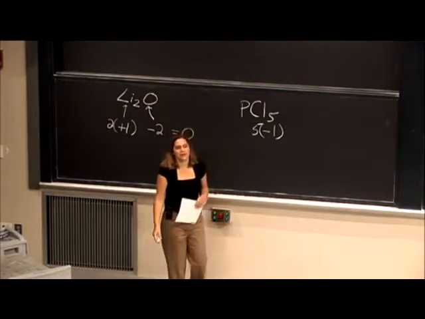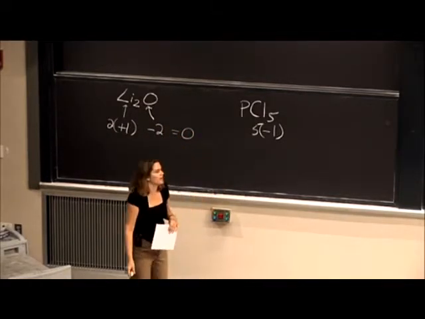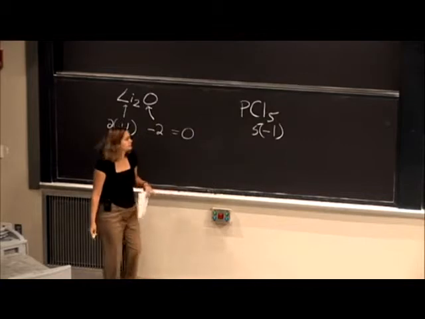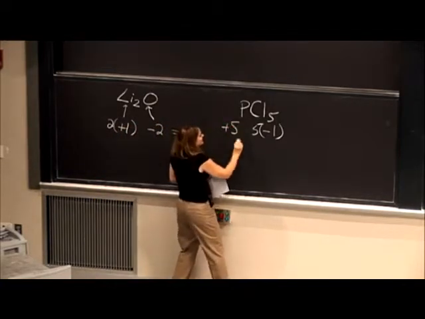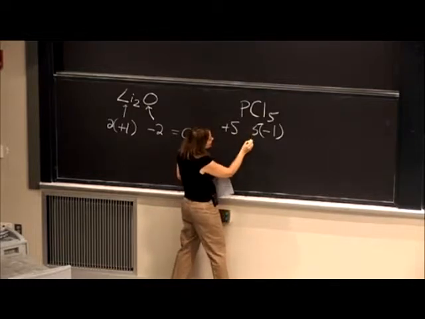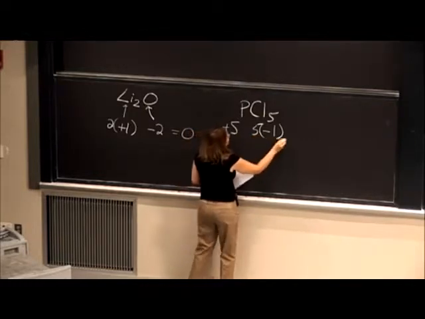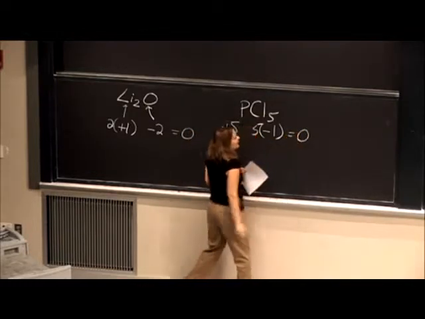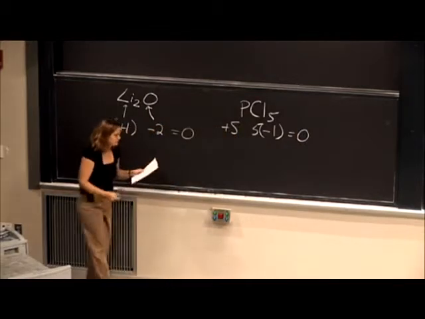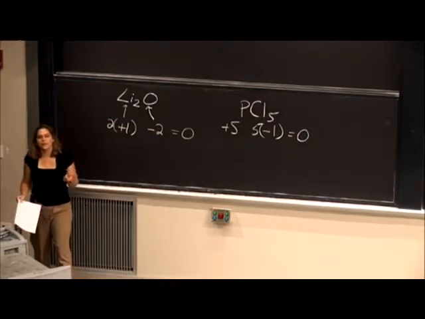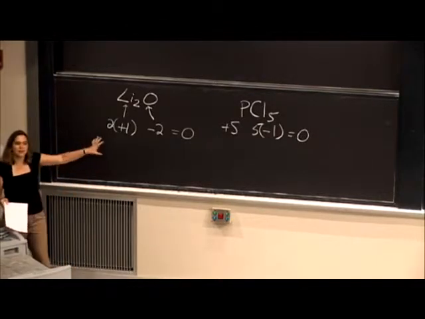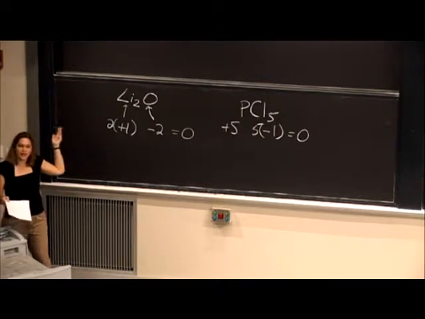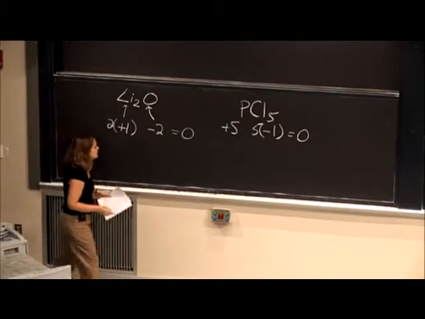I haven't told you anything about phosphorus, but what can you guess it's going to be? 5. I love that enthusiasm. Good. So it will be 5, and so overall we're going to add up to 0. So you won't always have a rule about everything in your molecule, but you'll be given something that you can get a handle on and then predict what the other thing is going to be.